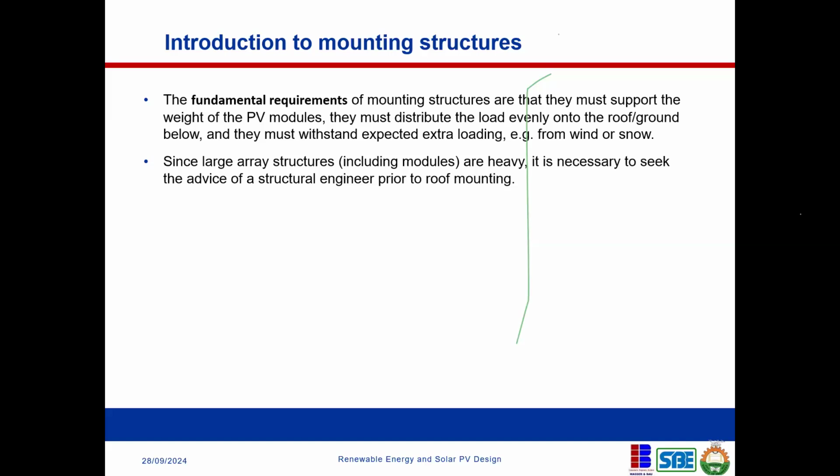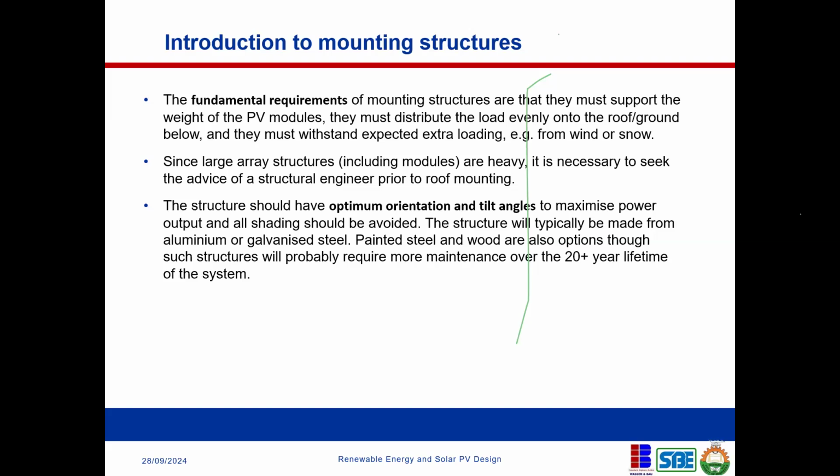Since large array structures, including the modules, are heavy, it is necessary to seek the advice of a structural engineer prior to roof mounting. The structure should have optimal orientation and tilt angle to maximize power output, and all shading should be avoided. The structure will typically be made from aluminum and galvanized steel. Painted steel and wood are also options, though such structures will probably require more maintenance over the 20 plus year lifetime of a solar system.